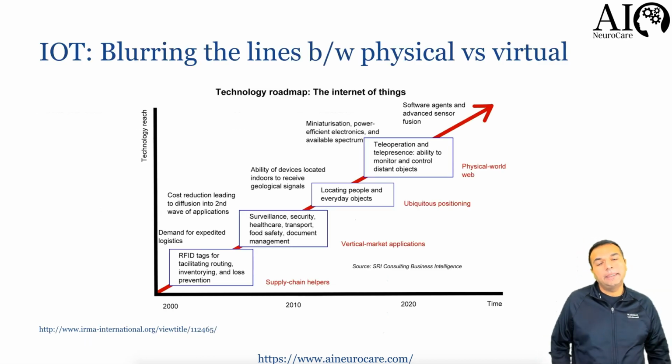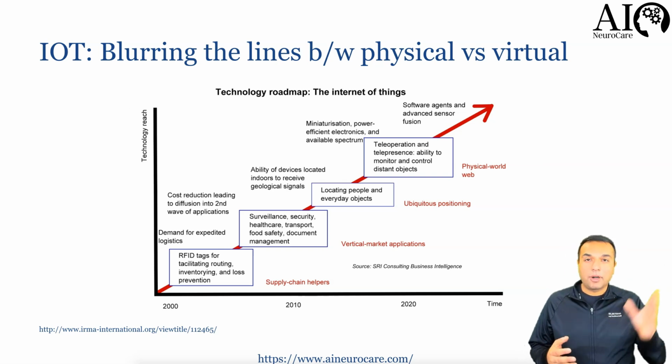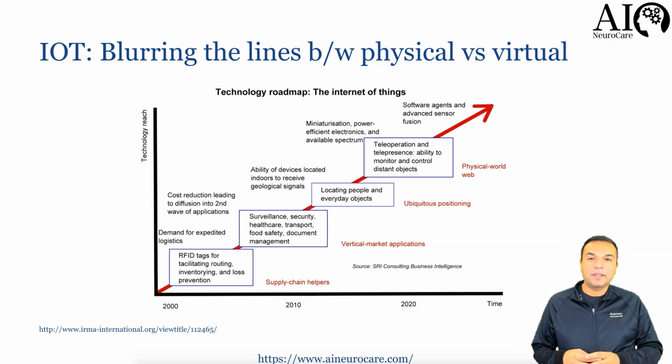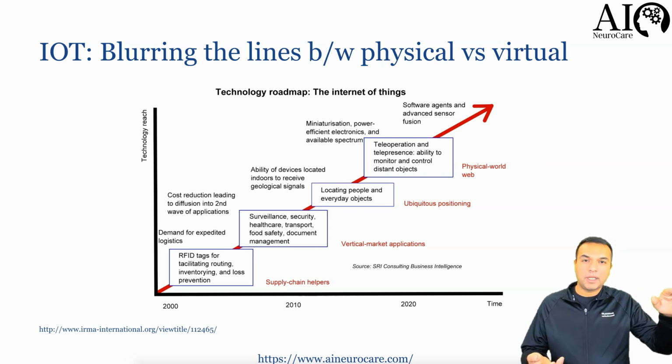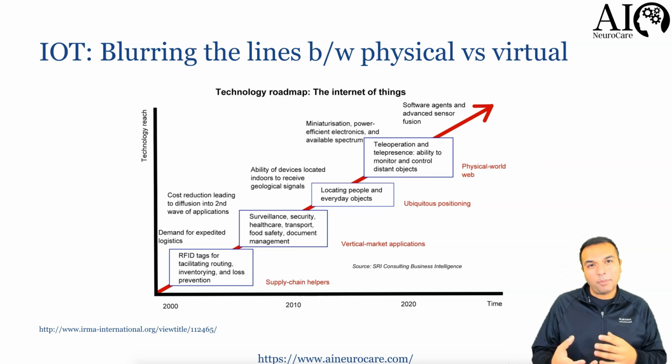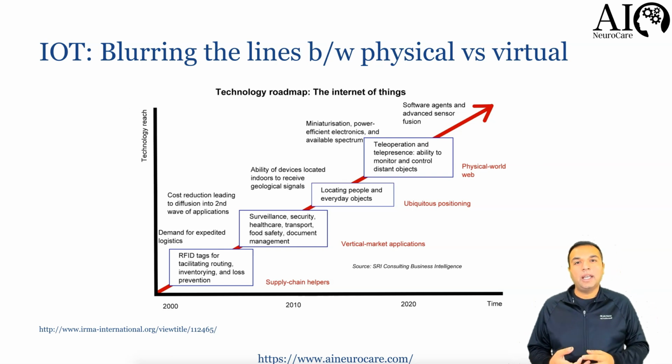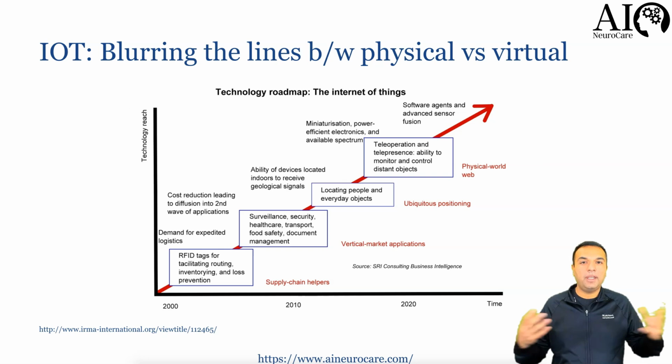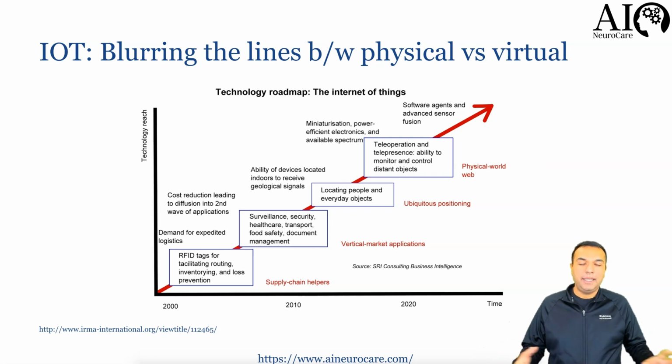Internet of Things. Good article. Blurring the lines between physical versus virtual. We are at the point where we use RFID tags, QR scan codes, etc. And then we're moving towards surveillance. We're going to move towards helping people with everyday objects. And then eventually we're going to have a system where everything will have telepresence.